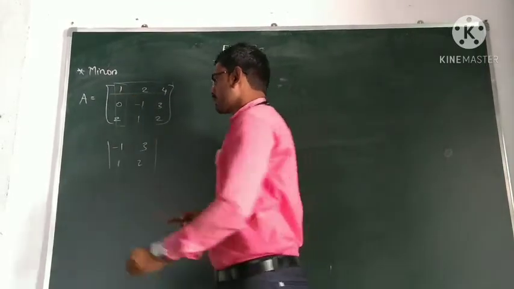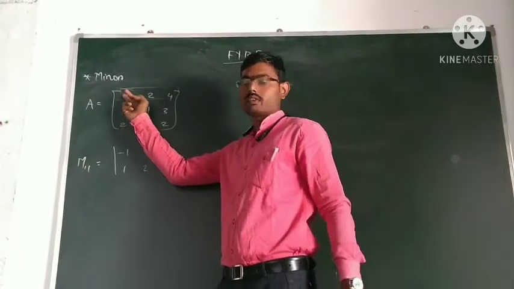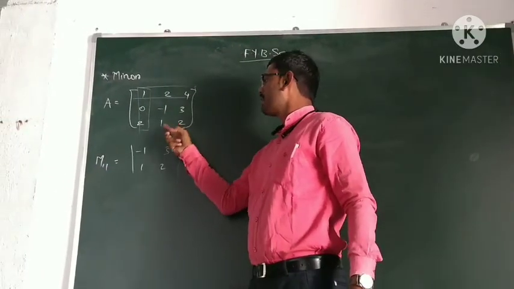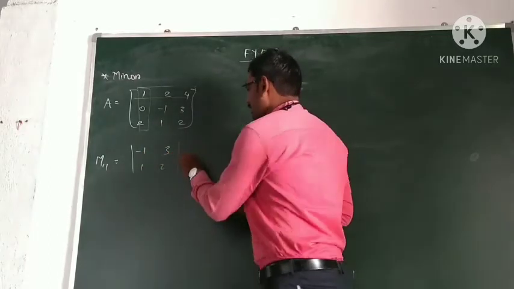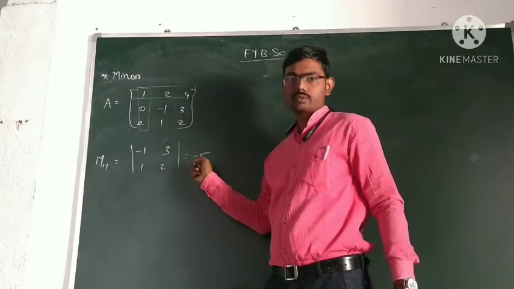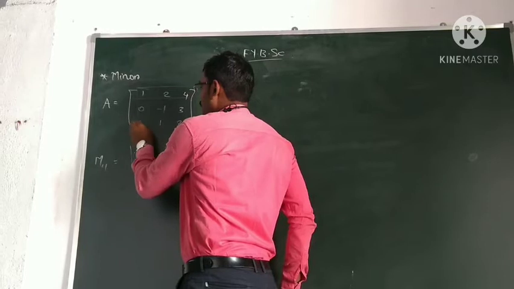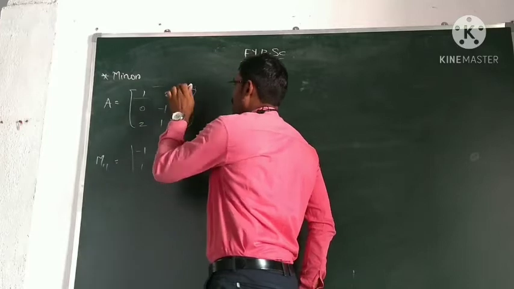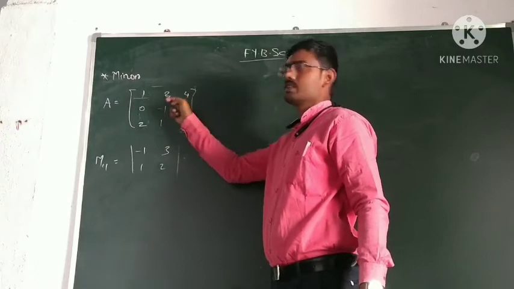The determinant of this submatrix is the minor of the first element a11, that is 1. So the minor of 1 is denoted by M11, the first element of the first row and first column. So the minor is equal to the determinant of this matrix, which is 2 into -1 minus 1 into 3, so -2 -3 is -5. So the minor of this first element 1 is -5. Similarly, if we want to find the minor of another element, say the element -1, that is second row, second column.